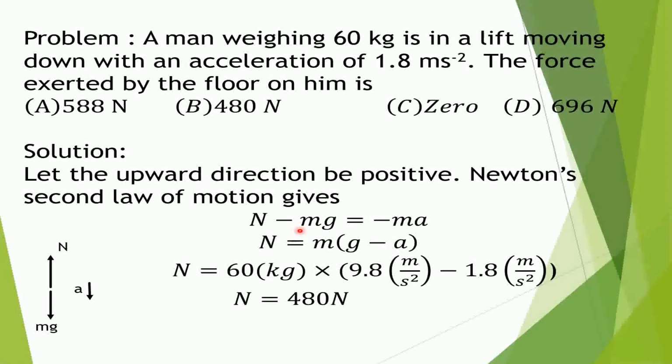If you plug in the values, mass is 60 kilogram, g is 9.8, a is 1.8. So we get this quantity as 8. So 8 into 60, we get the normal force as 480 Newton. This is the force exerted by the floor on the man, and we have got this using the second law of motion.